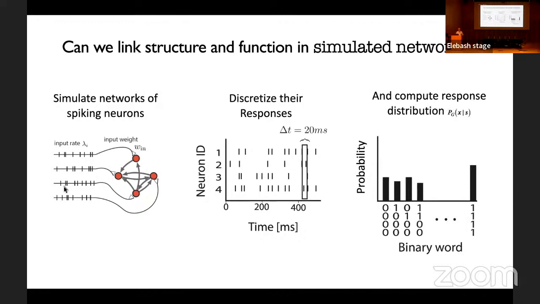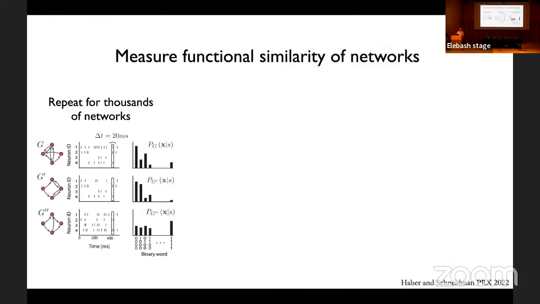Let's say that they all got some input rate coming in. And so I'm going to describe the response of this particular network by the distribution of binary words you get in response to a class of stimuli. We can play with different variants later, which we did, but this is the simplest version of this. So now I want to try and measure what I can think of as the functional similarity of these networks.